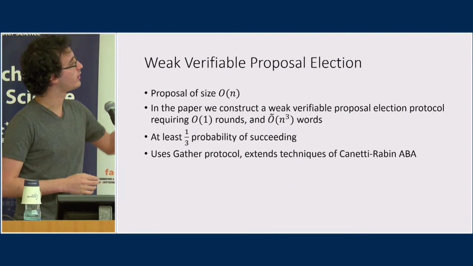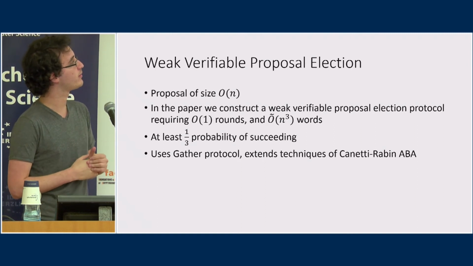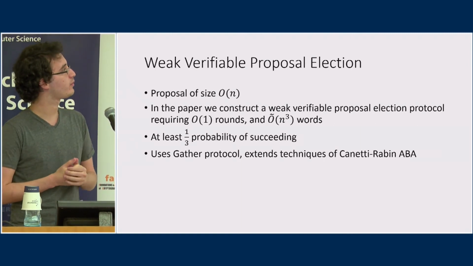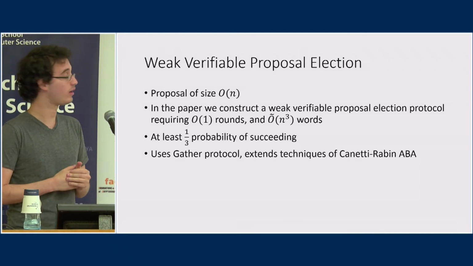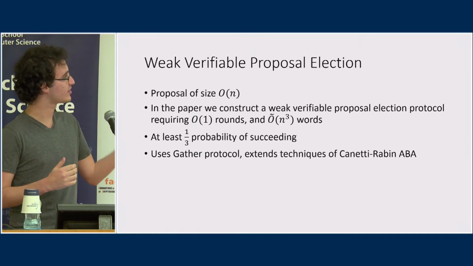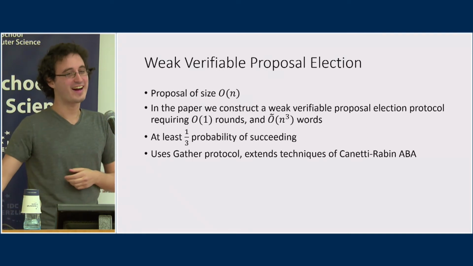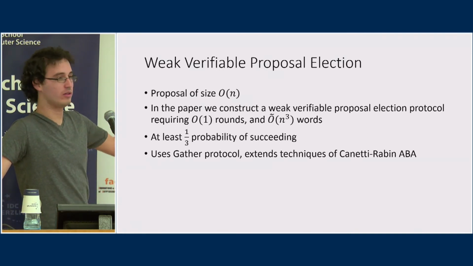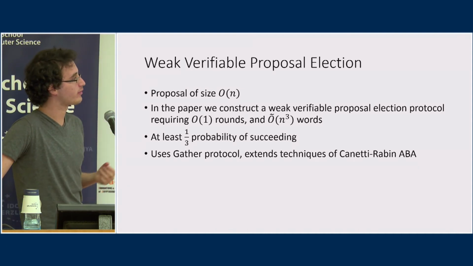All right, so here's another result. We construct a weak verifiable proposal election protocol. We use it on proposals of size O(n). And we construct such a protocol requiring a constant number of rounds and a quasi-cubic number of words. This is a theme here. As I said, this is a weak protocol, so our probability of success is 1/3.